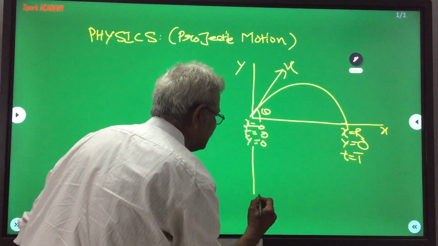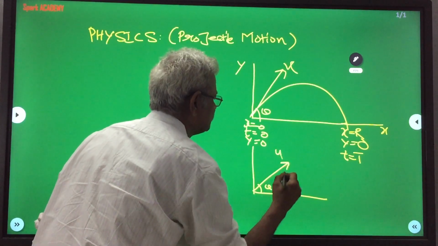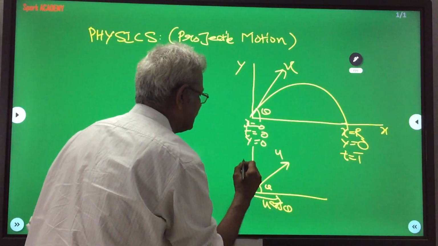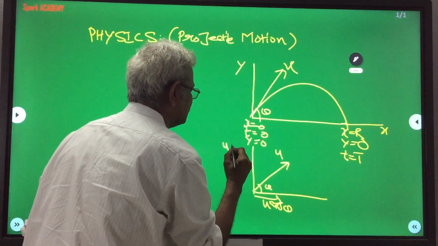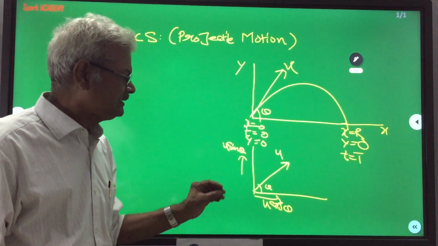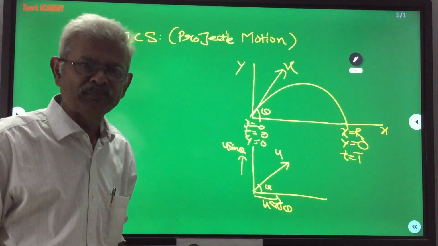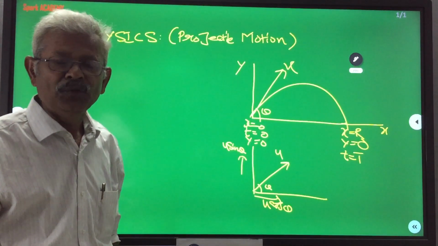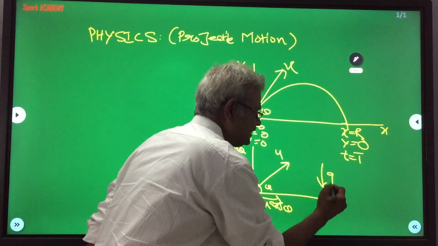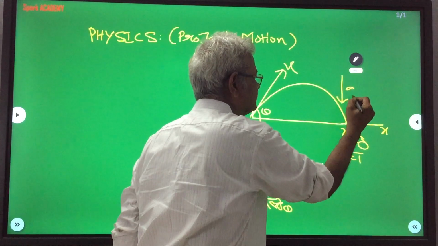This x I am writing here. Theta. What is this? u cos theta. And what is this? u sin theta. So that means here the velocity has been resolved into two components, u cos theta, u sin theta. What you have to note while going through the book is the acceleration due to gravity. Here also you must always write the acceleration due to gravity.